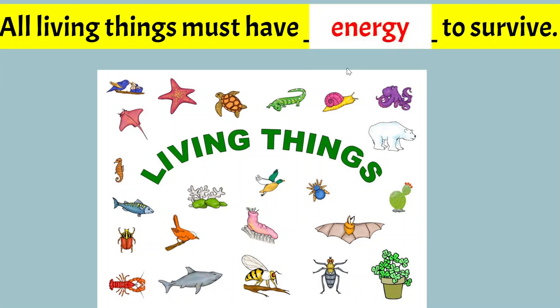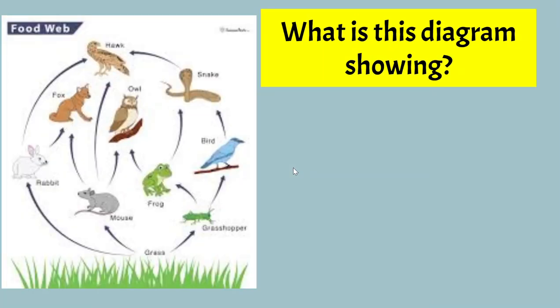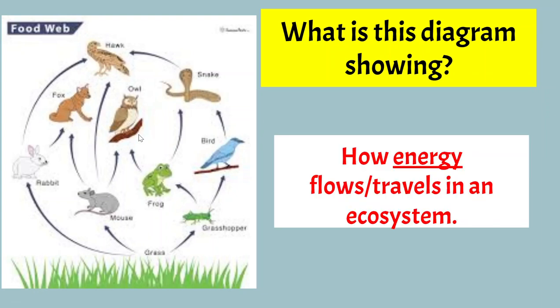All right, so all living things must have, we know, food, shelter, water, but in terms of food, we're going to call that energy. All things must have energy to survive. All living things, that is. So what is this diagram showing? Well, this is a food web, and it's showing the flow of energy, right? It's showing how energy flows or travels in an ecosystem.